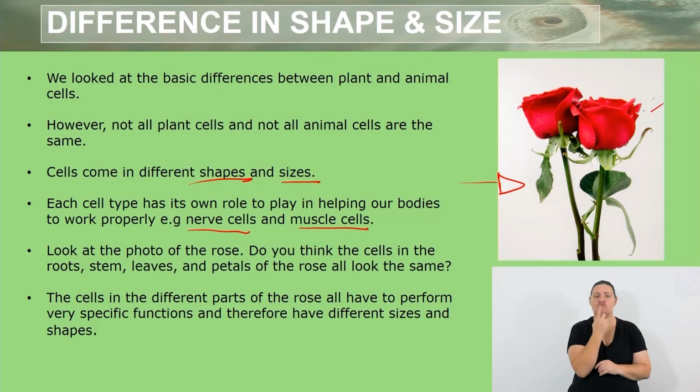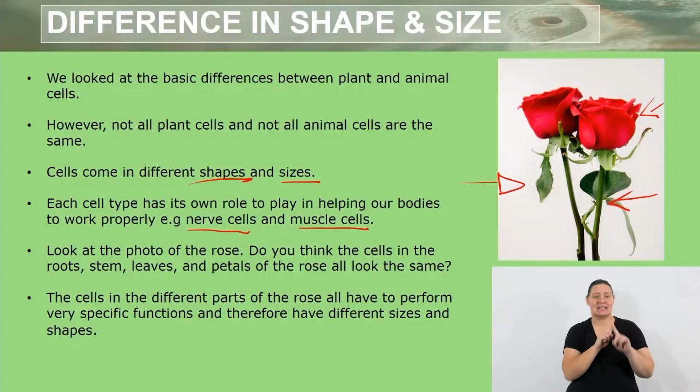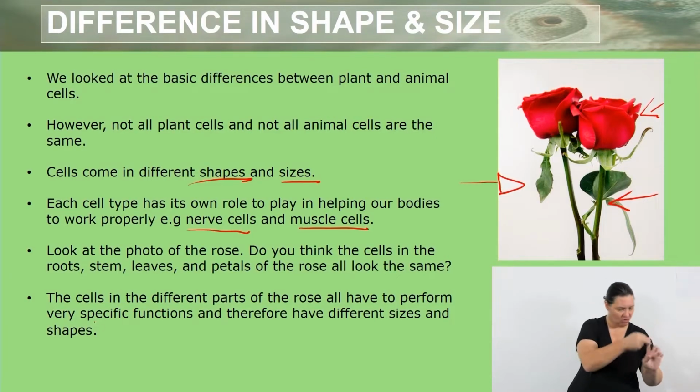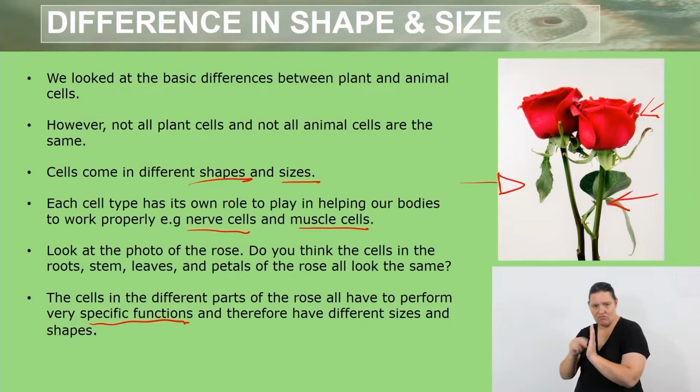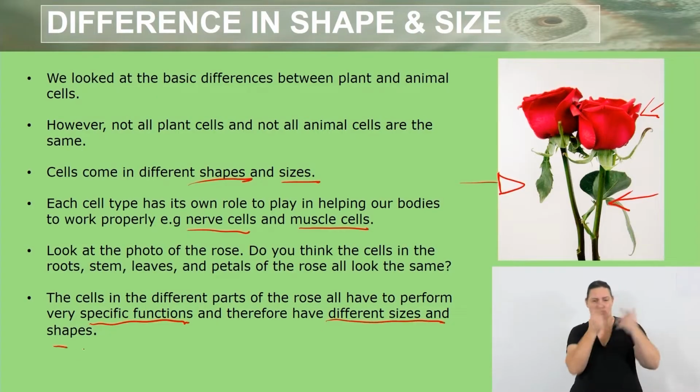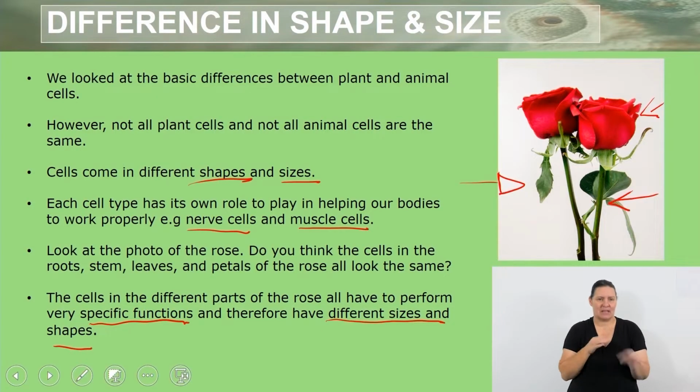So now here is our rose. As you can see, the petals are red, the stem and the leaves are green. So that already tells us that the cells that make up the stems and the cells that make up the petals are different. So now what our note says here is that the cells in the different parts of the rose all have to perform very specific functions and therefore have different sizes and shapes, just like we have explained.